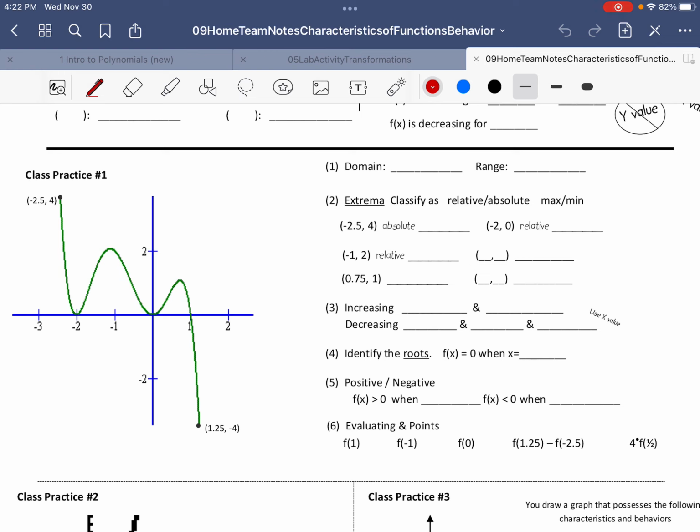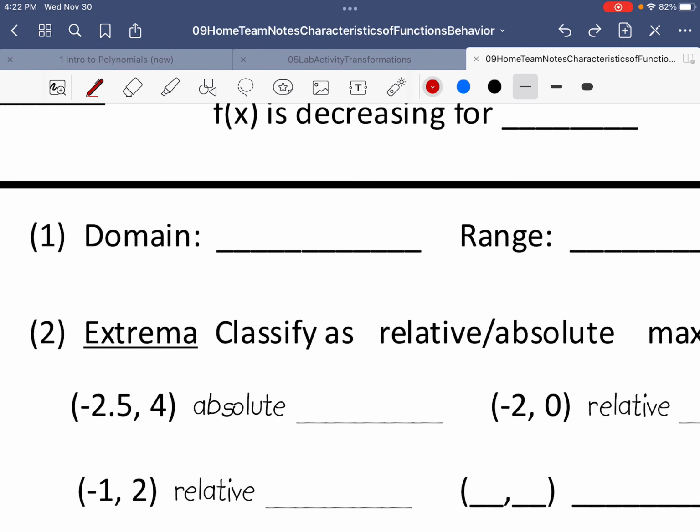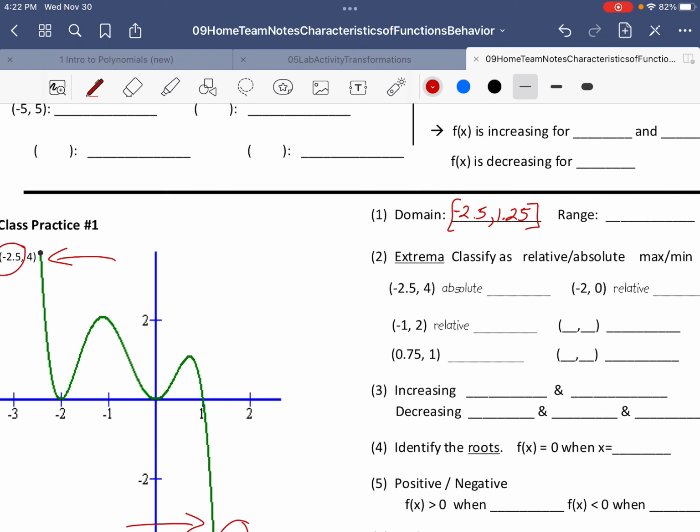So, the domain, everybody's favorite, the domain, always has to do with the x values on the graph. Now, the two circled values that I have shown represent how far the graph can go to the left and how far the graph can go to the right. So notice that I'm using those two extreme points, those two endpoints, to say that I can go between negative 2.5 and 1.25. Of course, those would be those x values.